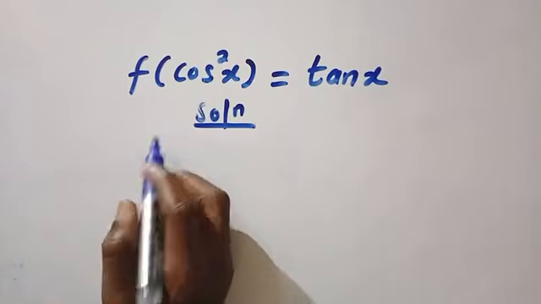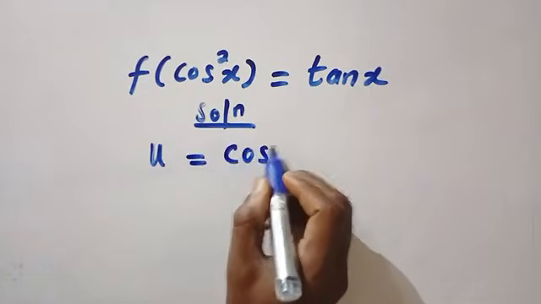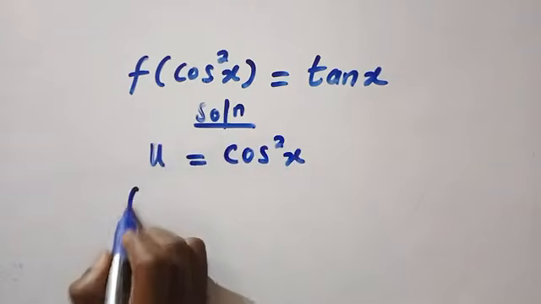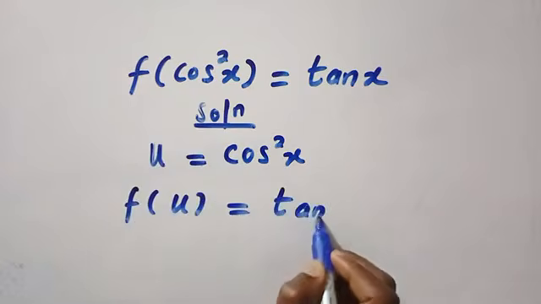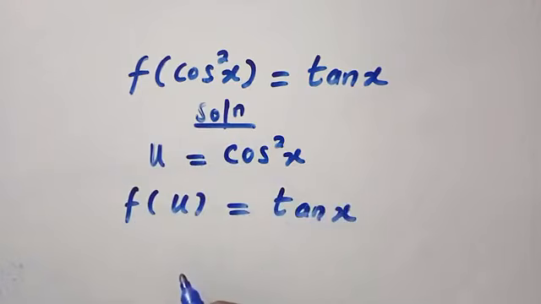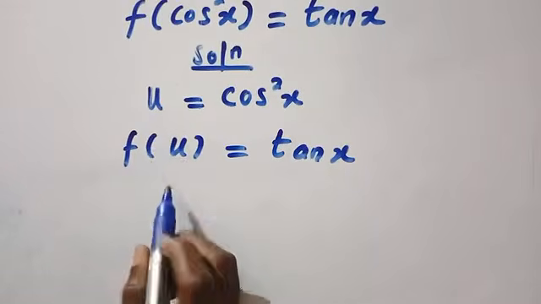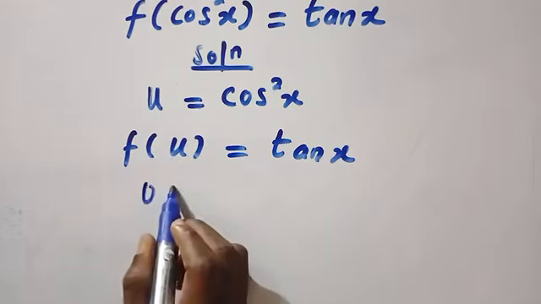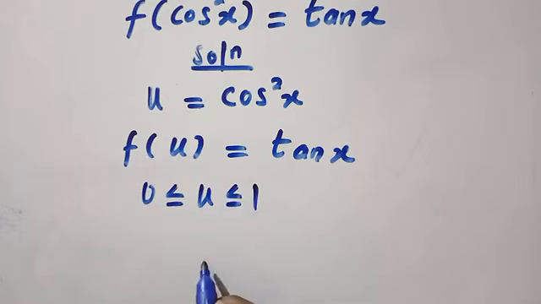In the first step, if I let u be equal to cos squared x, we replace this with f of u equals tan x. Here is the first step. But we have to note the domain of this u, given f of u equals tan x, it ranges from 0 less than or equal to u and u less than or equal to 1.